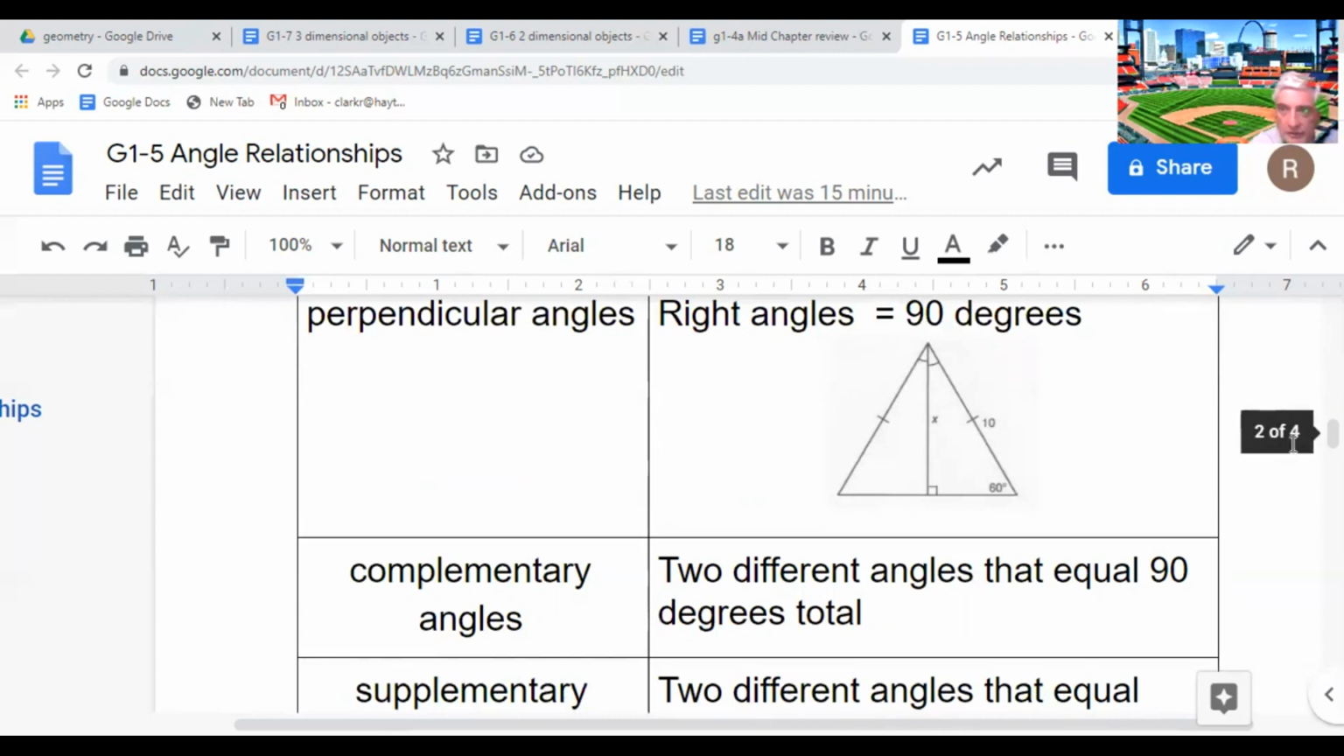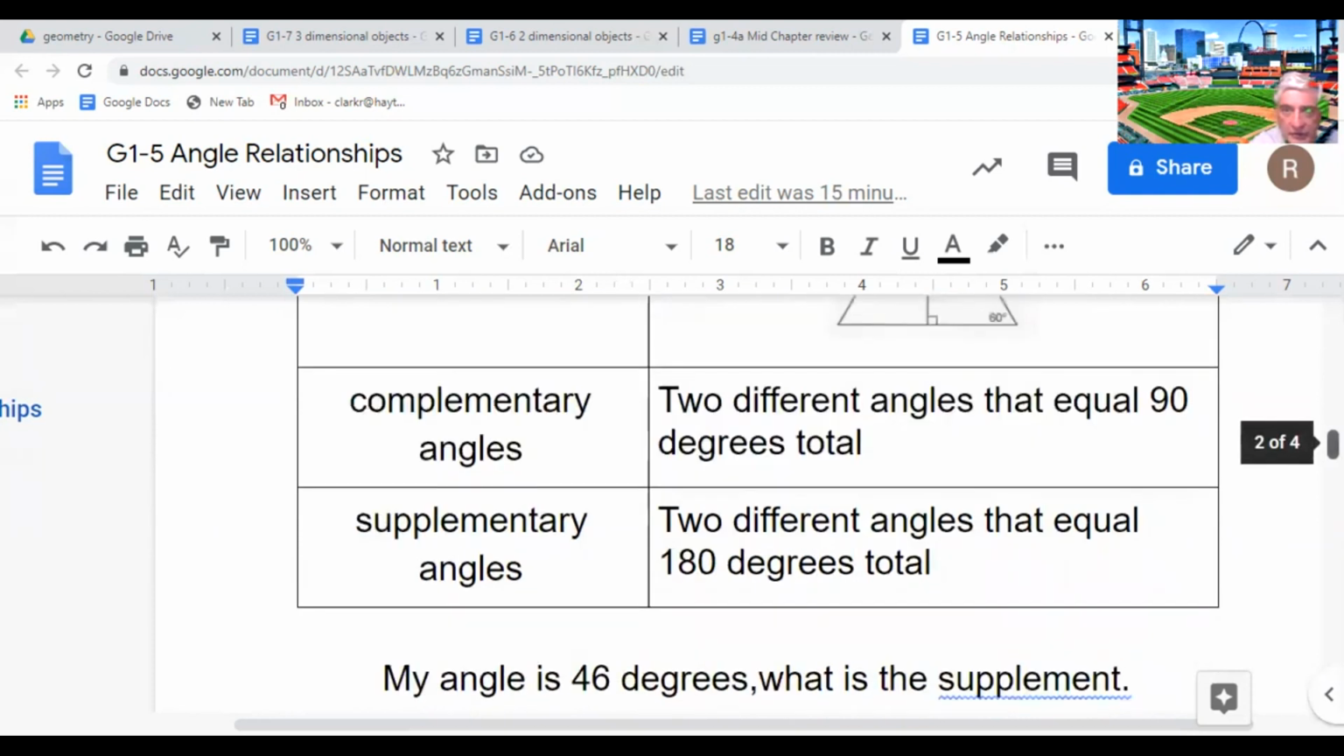Complementary angles, I think you learned that in elementary school. They are 2 different angles that equal 90 degrees total. They don't have to be adjacent, but they could be. Supplementary angles are 2 different angles that equal 180 degrees total.